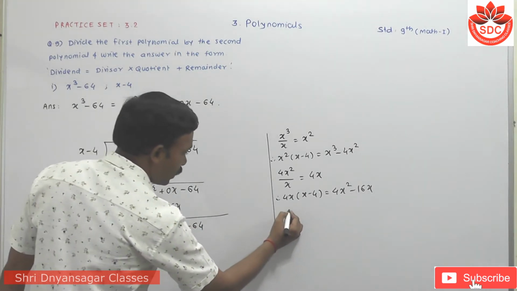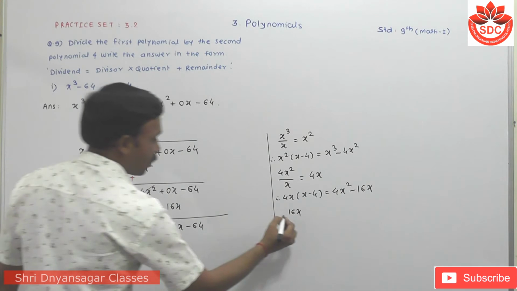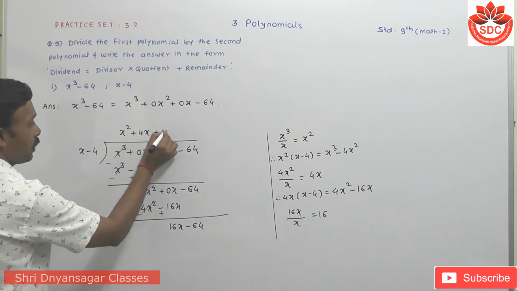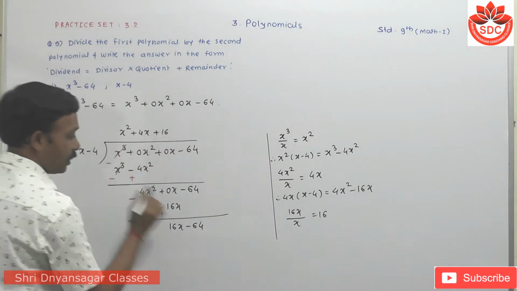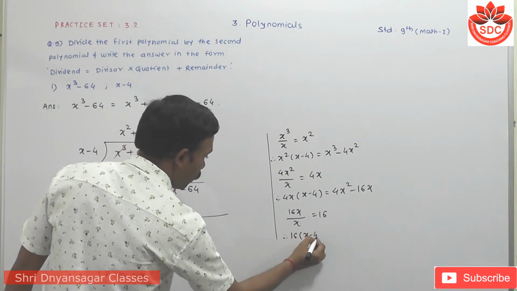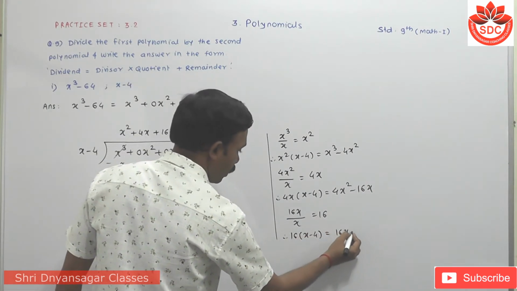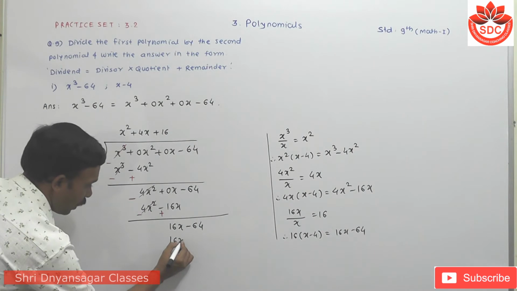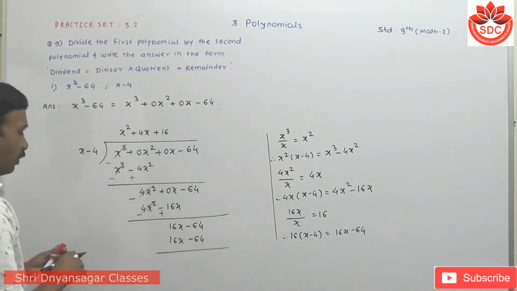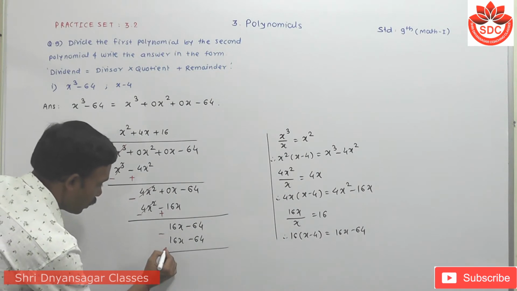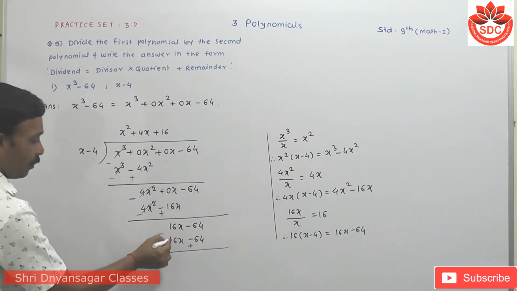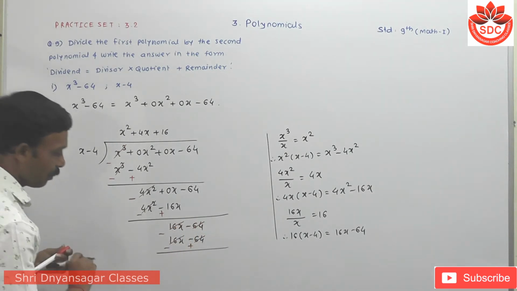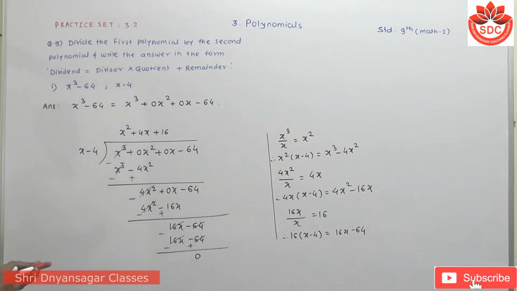Student, I again take this 16x and divide it by x, then 16 remains. Here is a plus sign, so plus 16. Now when we multiply this 16 with x minus 4, we get 16x minus how much? 64. So write 16x minus 64 below. Student, when we subtract, the signs of the second expression again change. Then this minus and plus get cancelled. Again this plus and minus get cancelled. Means the remainder is how much? 0. This is our complete division.